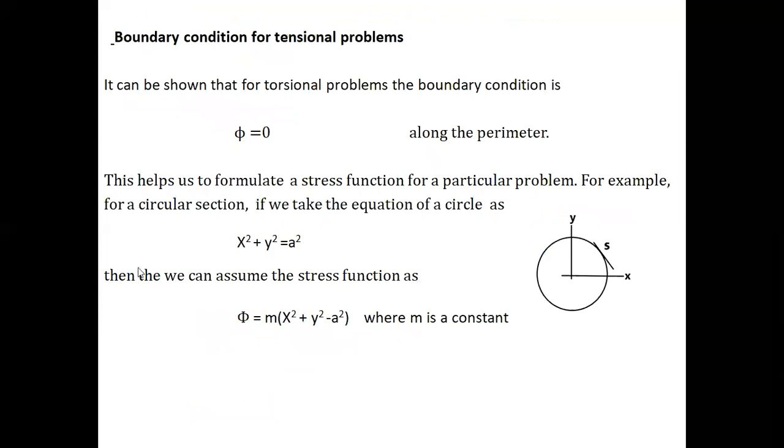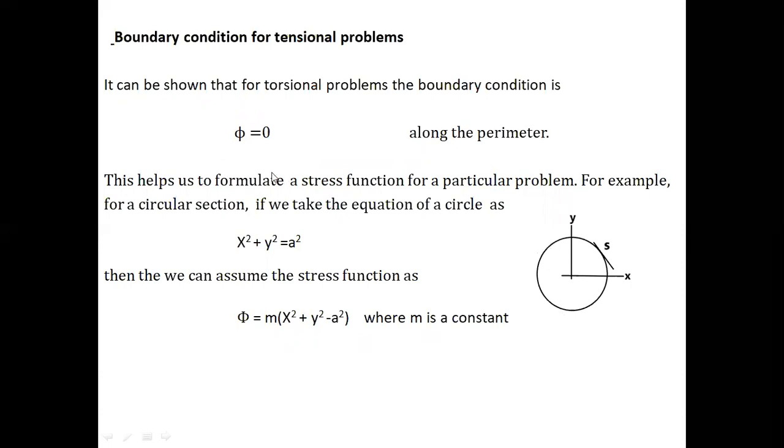Now let me give you some example. There is a derivation for this, but that will be complex for you. For the time being, just remember that for solving this Laplacian phi equal to minus 2 theta, you need some boundary condition. The boundary condition here is that phi, the stress function, is 0 along the perimeter. If we take a circle or an ellipse or anything, then the stress function along the perimeter is 0.